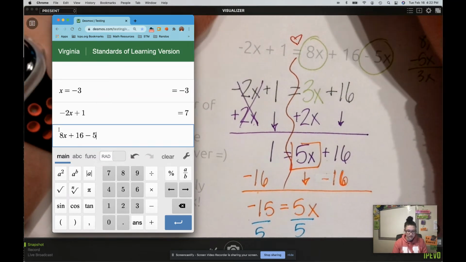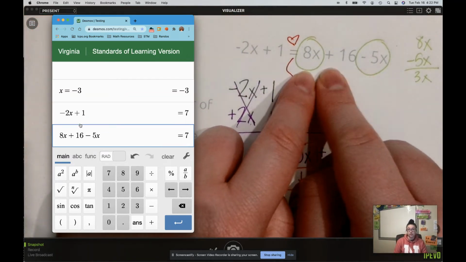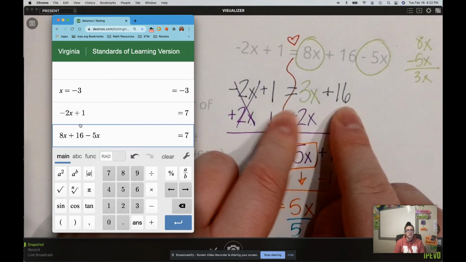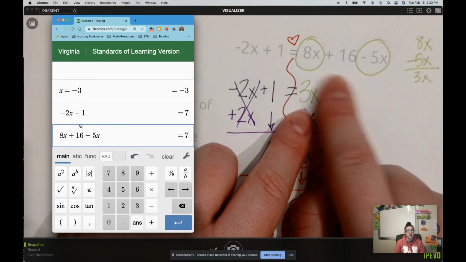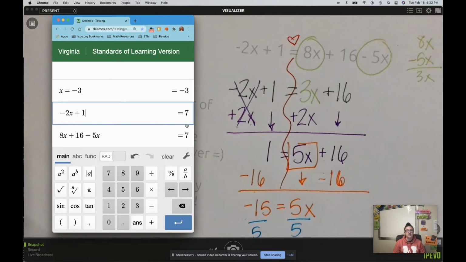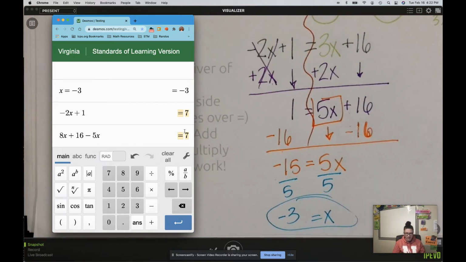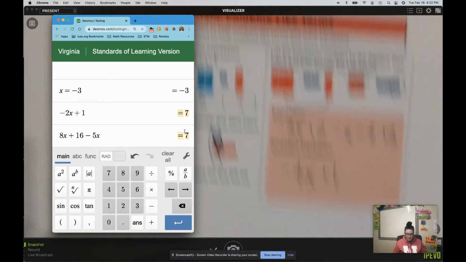minus 5x. We need to make sure that we do this original one, not what we came up with, just to make sure that we combined our like terms correctly. And if we check here, we see both sides are equal to 7. So that means that negative 3 is correct. Go us. Go us.